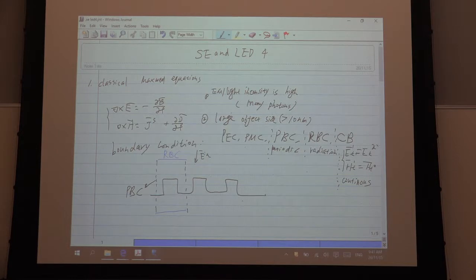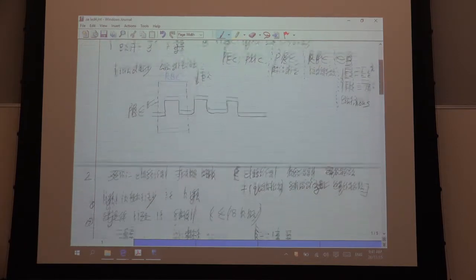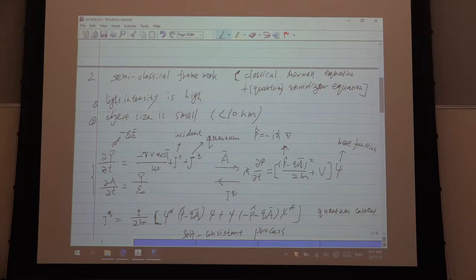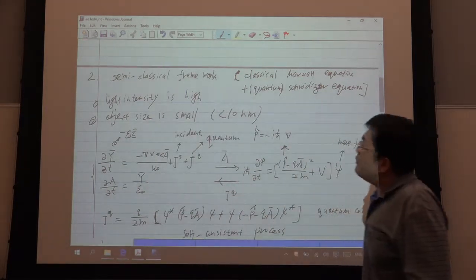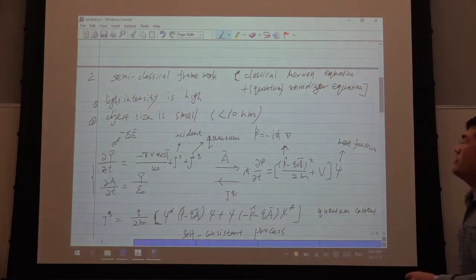Why does the light have to be high intensity in order to apply the Maxwell equation? I'll talk about it later, maybe in the third part. This is the most difficult, so I just give you a concept, because the mathematics is too difficult. But the second framework is called the semi-classical framework.